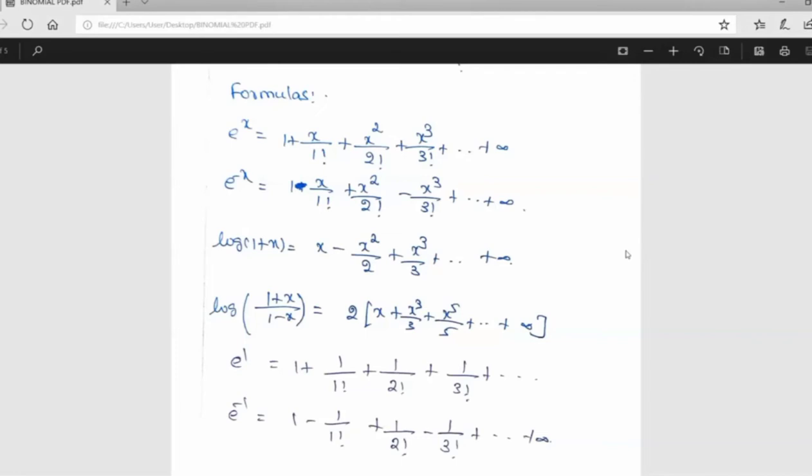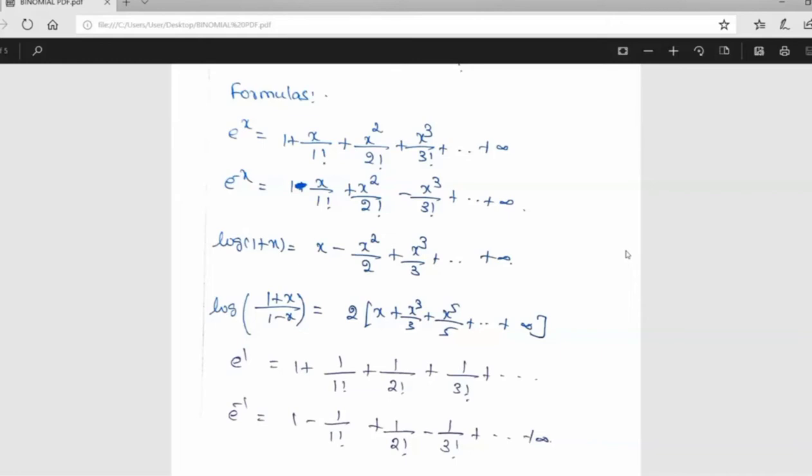Today we are going to see the problems based on logarithmic and exponentials. The basic formula for the exponential series is e power x equal to 1 plus x by 1 factorial plus x square by 2 factorial plus x cube by 3 factorial till infinity. Similarly, e power minus x means 1 minus x by 1 factorial plus x square by 2 factorial minus x cube by 3 factorial.